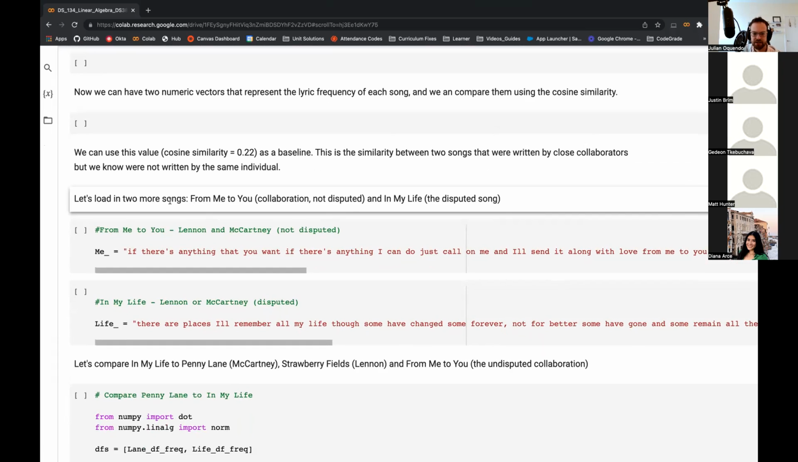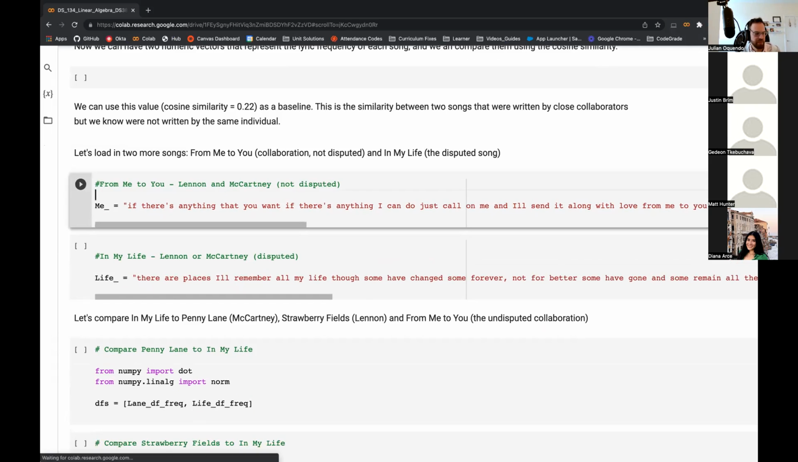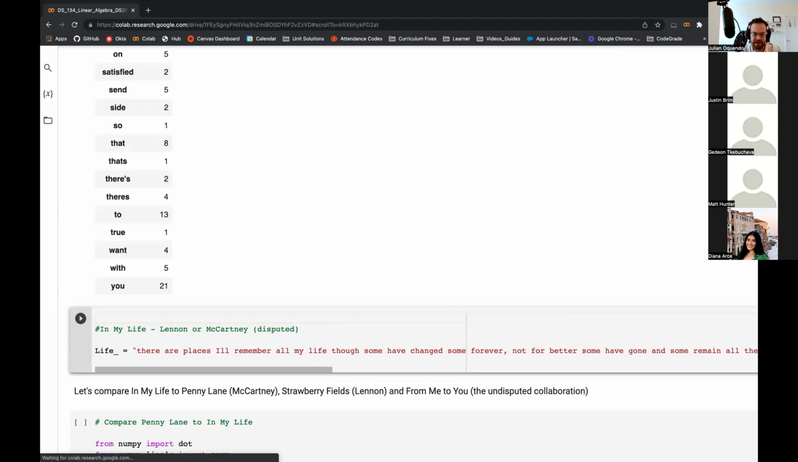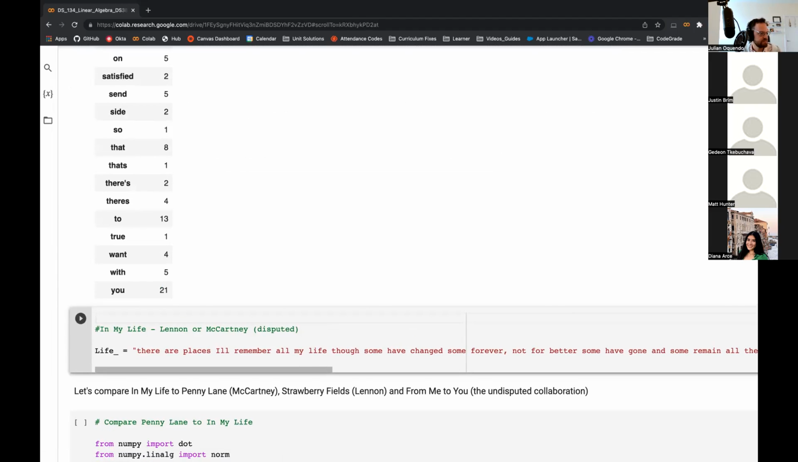So let's take in two more songs. We're going to go through the same process, where we take the songs From Me to You, which is a collaboration, and In My Life. This is a song where we're arguing who actually wrote the song. I'm going to do some copy pasting here so that we're essentially repeating the same process. This is our disputed song.